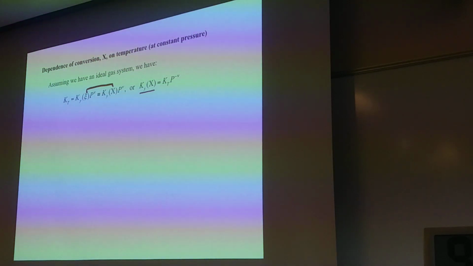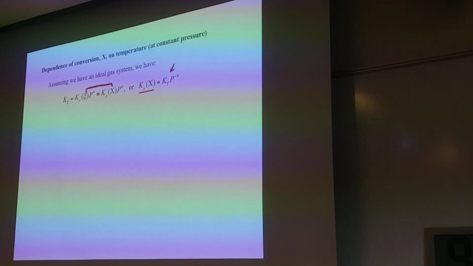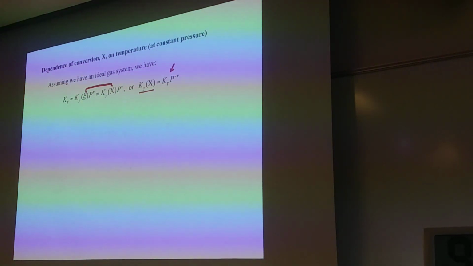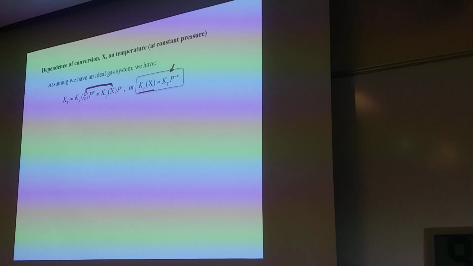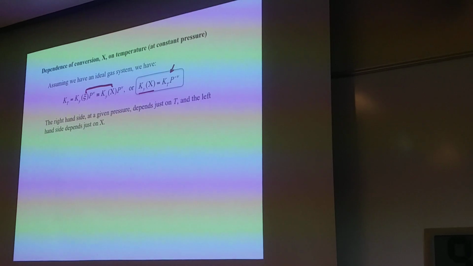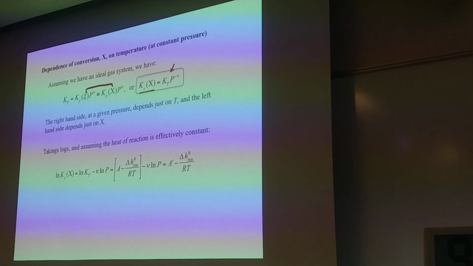So at a given pressure, this thing is just a function of temperature. But over here, I've got the Ky is just a function of conversion X. So this is the equation I want to take a look at. So I take logs of both sides of this equation. I get log of Ky(X) is equal to log Kt minus nu log P. As soon as I put in the appropriate thermodynamic descriptions here, I can evaluate this whole thing in a functional form. Looks like this.